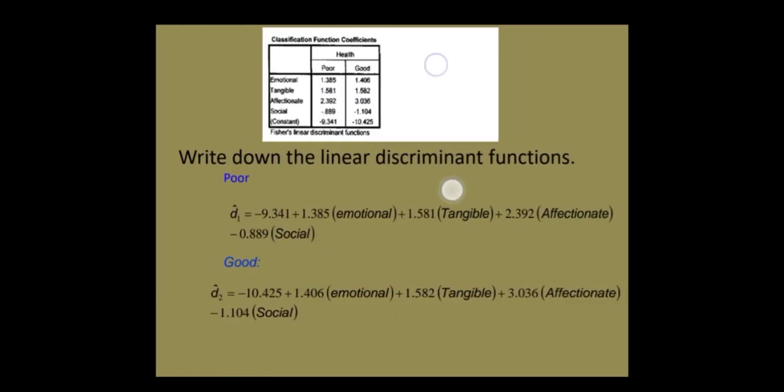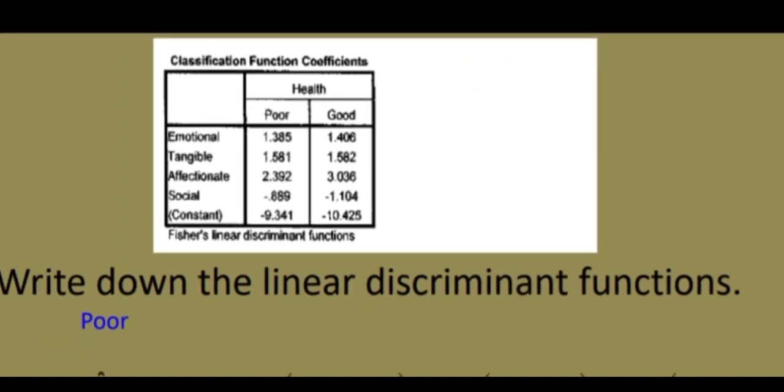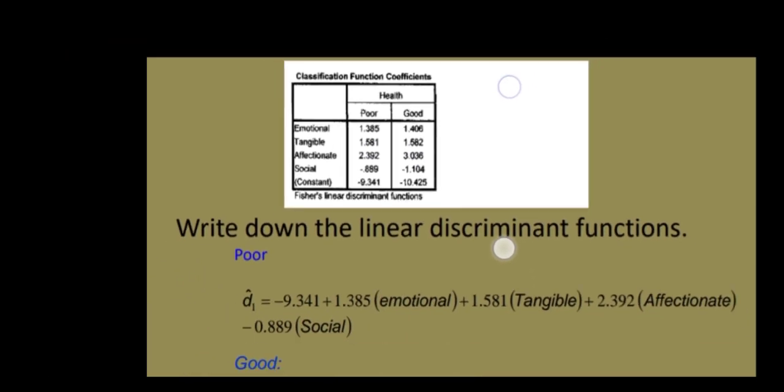Okay, so let's say this is the output from SPSS. Ini dipanggil classification function coefficient. So gunakan SPSS output, kita terus boleh dapatkan dia punya function, function of the discriminant function. Yang second approach tu lah, linear discriminant function D tu, yang kita cari D tu kan. So here we have two group, poor and good. So akan ada dua D lah, dua discriminant function.